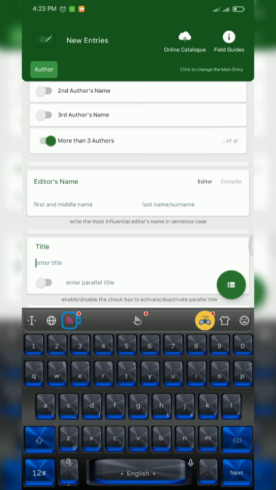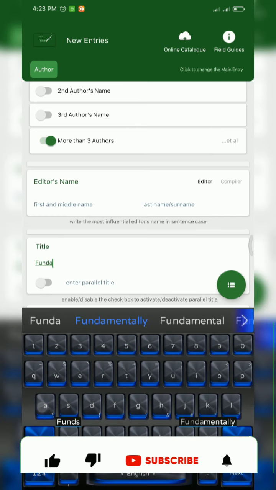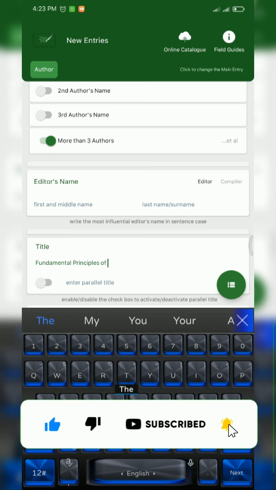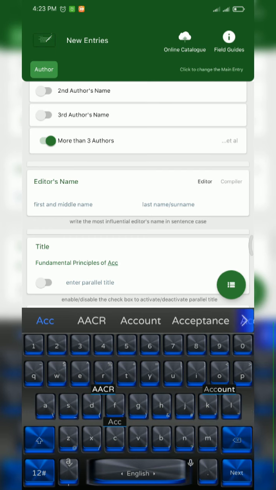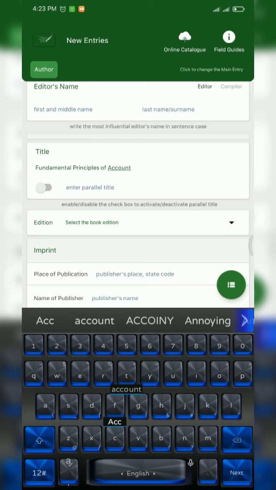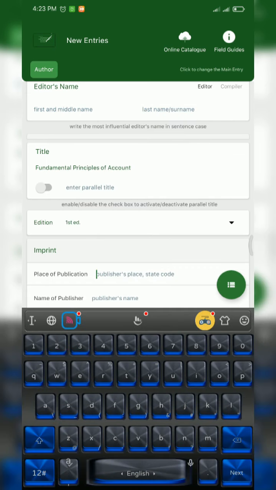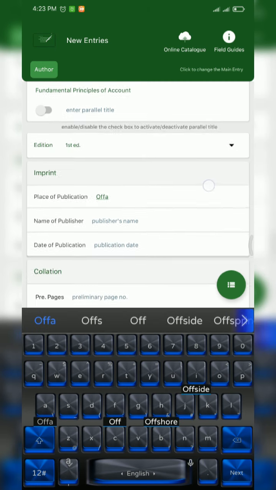The title, let's indicate the title: Fundamental Principle of Accounts. That's the title. No parallel title or subtitle was given. The book edition is regarded as first edition. Place of publication. The book is published in Ofa, Kwara State. So let's indicate Ofa. That's the place of publication.